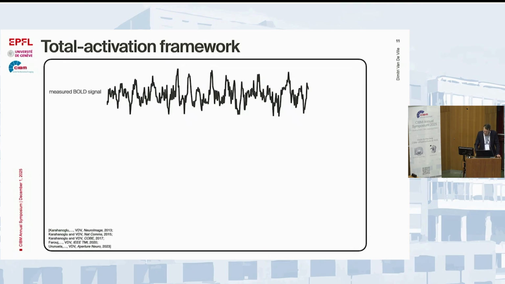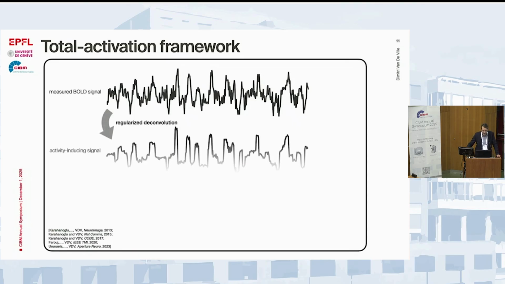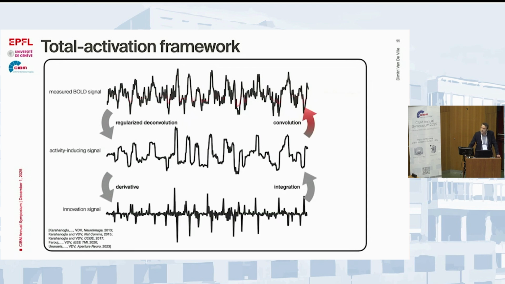So here you actually see a real time course from a resting state fMRI, posterior cingulate cortex. And if we apply the scheme that we developed, we are able to deconvolve that signal into an activity-inducing signal and even take the derivative of it into what we call an innovation signal or transient signal, whose peaks indicate when you have a sudden change of baseline, if you want.